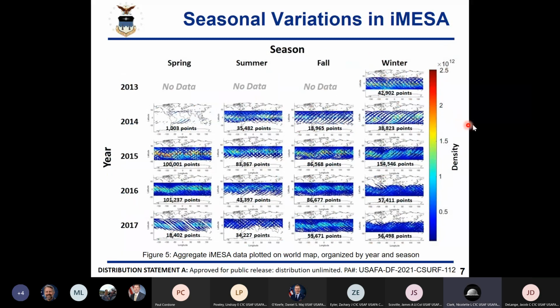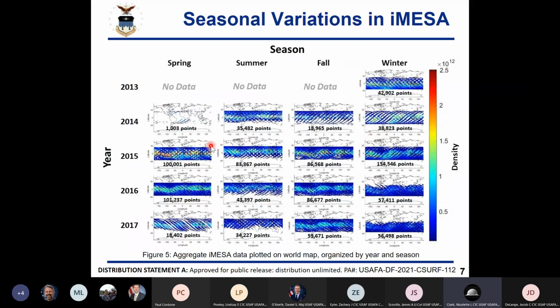Another thing I want to briefly mention, yes, I know these plots are really small. This is just a quick look at the data set that we were actually using. This is just the IMESA data points just plopped onto world maps based on the season they were taken in and the year they were taken in. The only thing I want you to look at with this is how inconsistent our data measurements actually were.